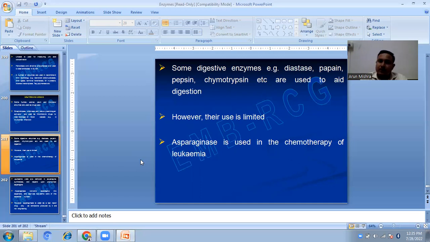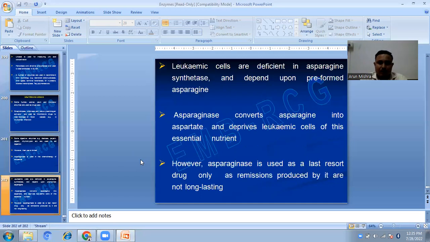Asparaginase is used for chemotherapy of leukemia. Leukemic cells are deficient in asparagine synthetase and depend upon preformed asparagine. Asparaginase converts asparagine into aspartate and deprives the leukemic cell of this essential nutrient. However, asparaginase is used as a last resort drug only, as remissions produced by it are not long lasting.